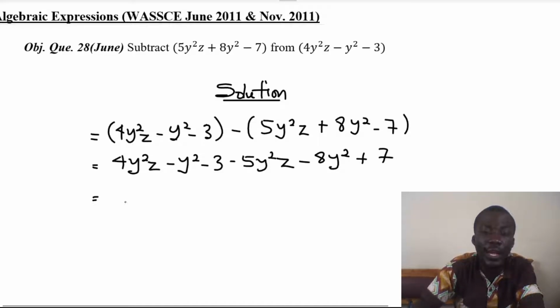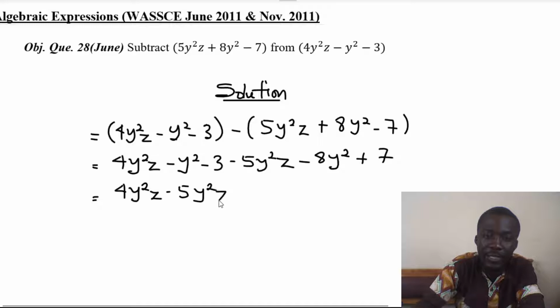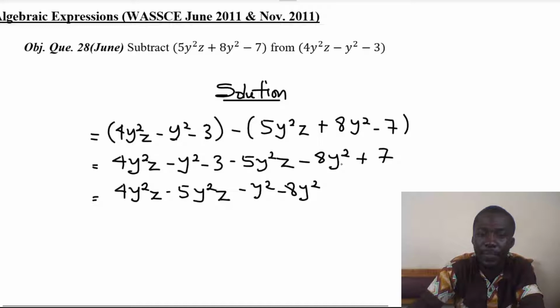Then we collect like terms. We have 5y squared z here. Another one is over here, negative 5y squared z. Then we come to minus y squared. That one is here. Minus 8y squared. That one is here. Then minus 3 plus 7.